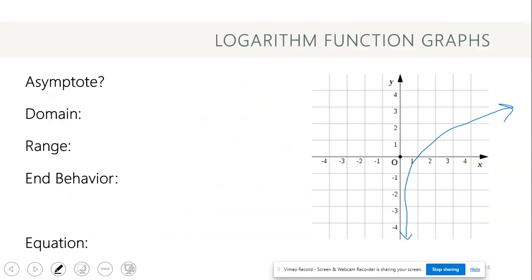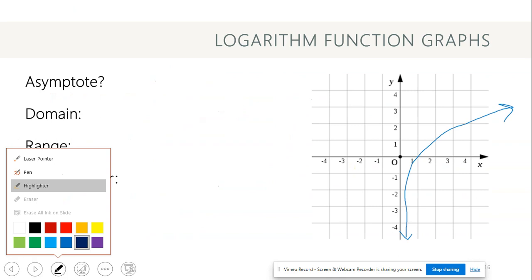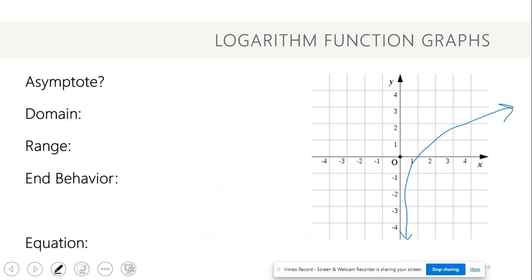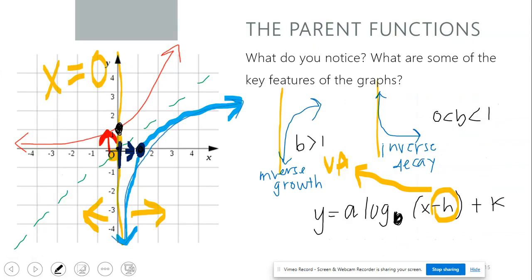Let's get into it. Looking at this logarithm graph, it's definitely a logarithm, and it is flattening out somewhere. So I need to know, where's my asymptote? It's flattening out right here at x equals 0. Now remember, that means there's no left or right shift happening because that would affect our asymptote. And for our parent function, that was right there at 0 as well.